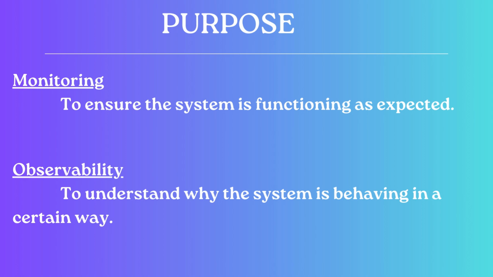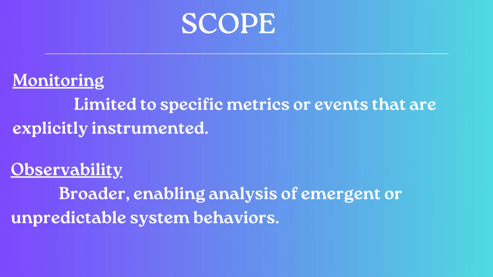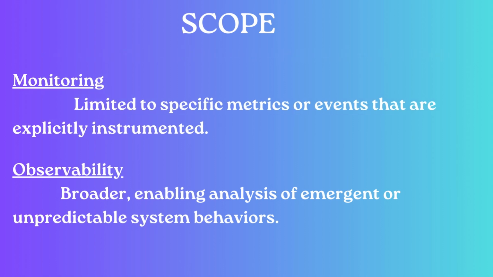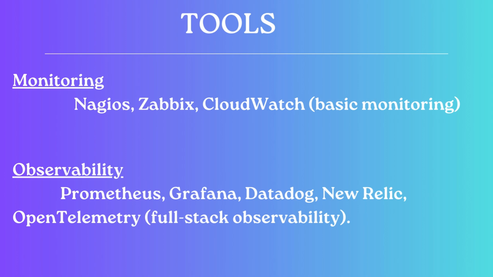So these are two core differences. It's very important to know about them. Let's talk about the scope. Monitoring is limited to specific metrics or events that are explicitly instrumented. Observability has a broader scope, enabling analysis of emergent or unpredictable system behavior. Tools are pretty similar in both spaces. For basic monitoring, we have Nagios, Zabbix, and CloudWatch. For observability, you need multiple open source or SaaS products, such as Prometheus, Grafana, Datadog, New Relic, and OpenTelemetry. All of these come under full stack observability.